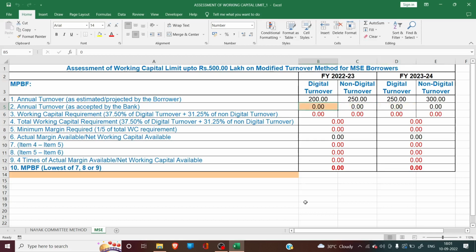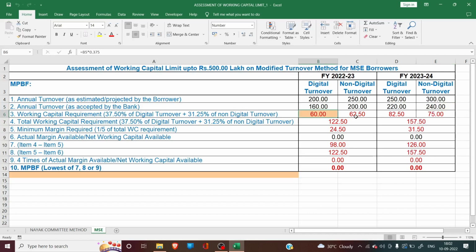Now we have to accept the turnover again in two parts. For financial year 22-23, we are accepting the digital turnover at 160 lakhs and non-digital turnover at 200 lakhs. Likewise, for financial year 23-24, we are accepting the digital turnover at 220 lakhs and non-digital turnover at 240 lakhs.